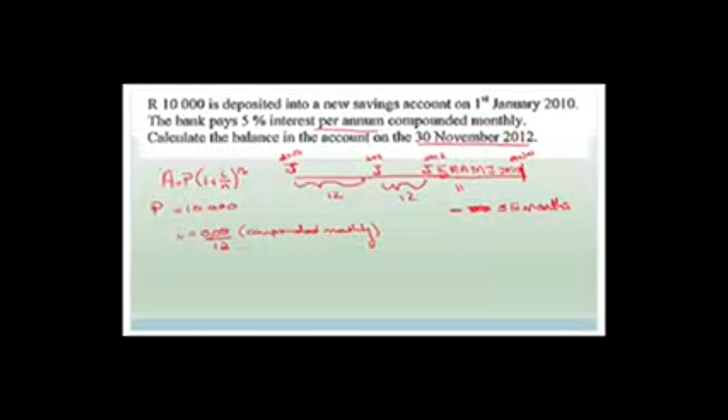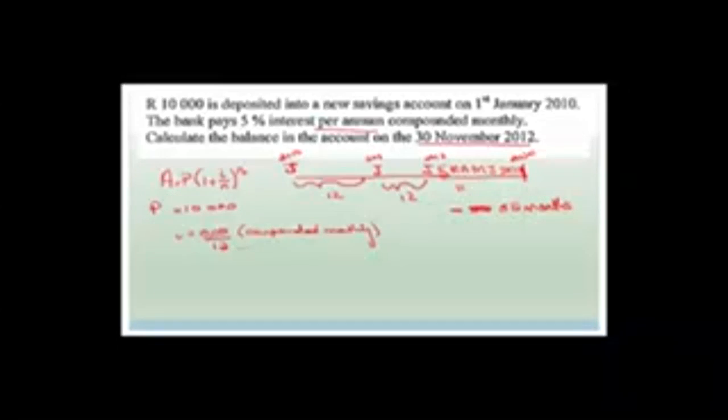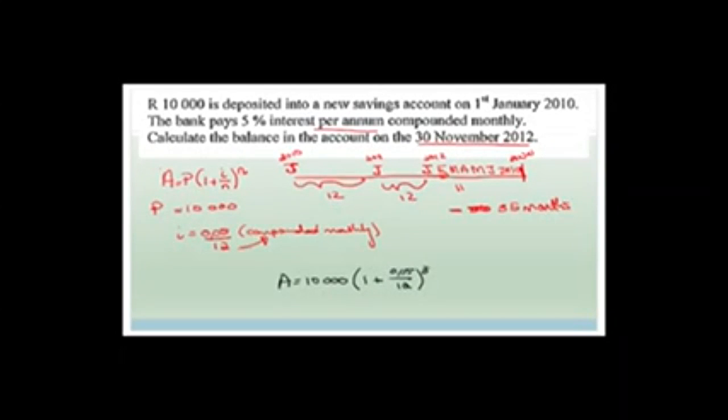Similarly, in the next example, what we've got is i is equal to 0.05 over 12 because of the compounded monthly. And then we count the months, okay, not the years. So therefore, the formula now becomes A is equal to P, which is 10,000, and then it's 1 plus 0.05 all over 12, to the power of 35, okay, because it's 35 months.